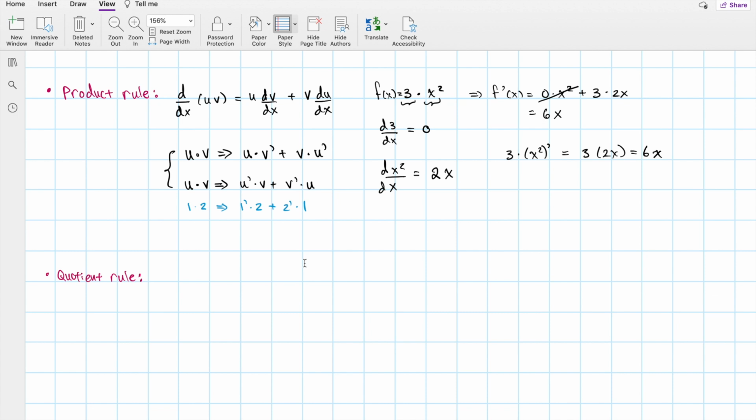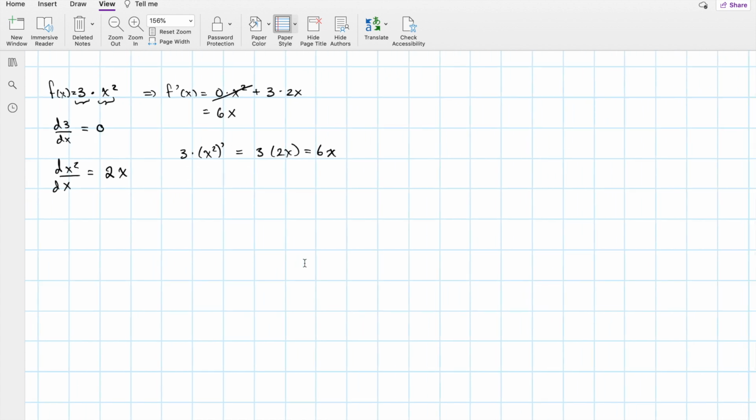What if I had something a little more complex? Say the function given to us was x squared times 3x squared. Now, yes, you could simplify this right away by simply using the multiplication rule of exponents, right? We could have simply said that this is equal to 3x to the 4 and solved using the power rule. But for this sake, let's just pretend we're not going to do that.